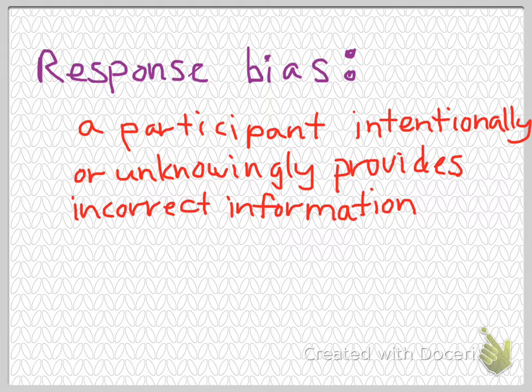The first one is response bias. Response bias is when a participant intentionally or unknowingly provides incorrect information. This happens if a person lies and doesn't want to give you the correct answer for some reason, or if a person is just guessing at the answer to a question, such as how much money did I donate to charity last year? They might not exactly know, but they give you a good guess because they're trying to be a good participant, but in the process they don't exactly get it right. That's a response bias.